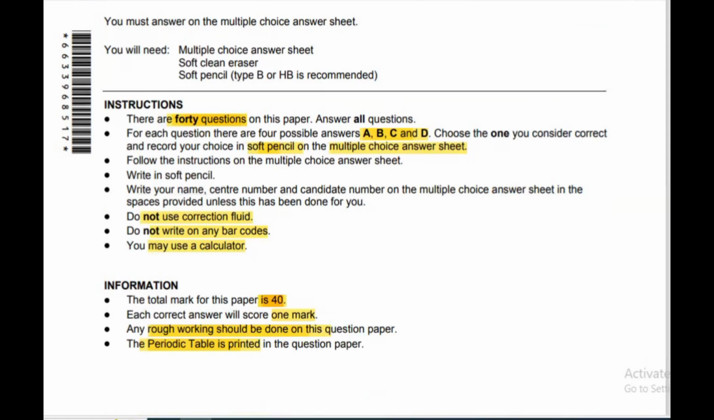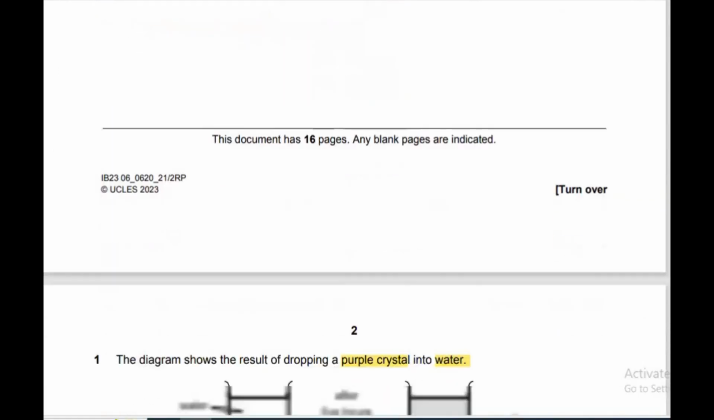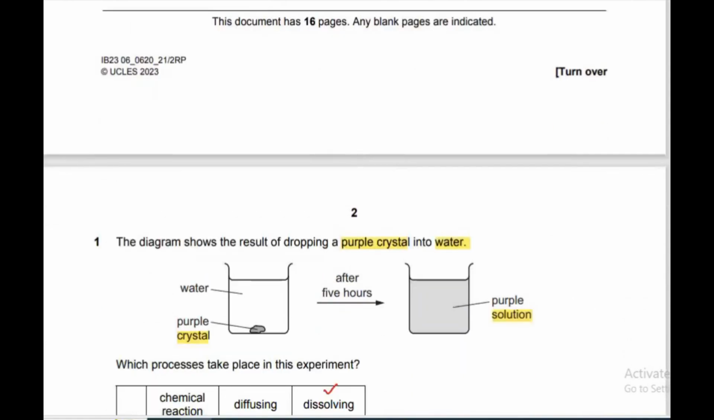You can use a soft pencil. You're not allowed to use correction fluid. Do not write on any barcodes. Calculators are allowed. There are 40 marks, rough working can be done on this question paper, and the periodic table is printed on the last page. So the students can get information from the periodic table to answer some specific questions.